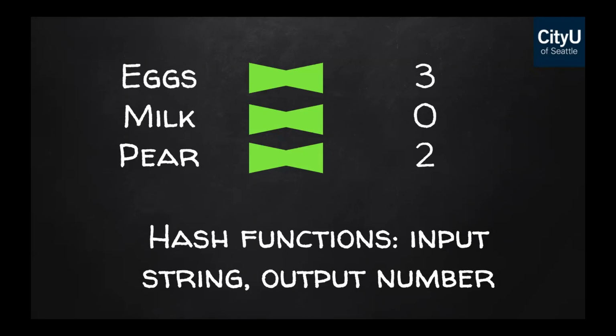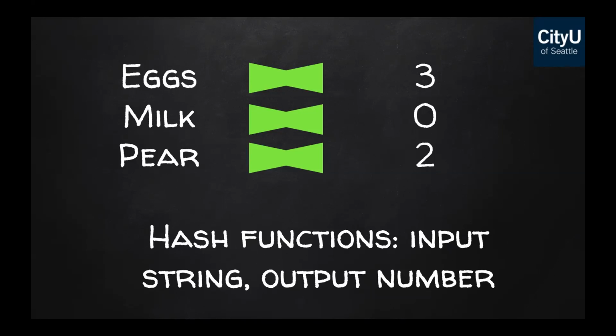What we do is take an input, let's say a string, and convert its value to a number. For now, think of it like that. A hash just means that you take an input and produce a different output. It's also related to cryptography, data indexing, compression, and checksum generators. So you converted eggs to the number 3, milk to the number 0, and pear to the number 2.